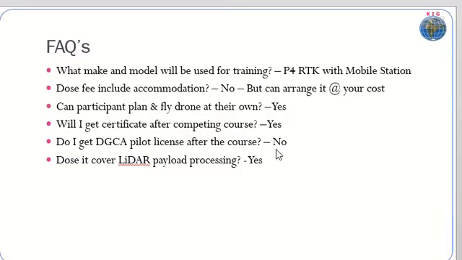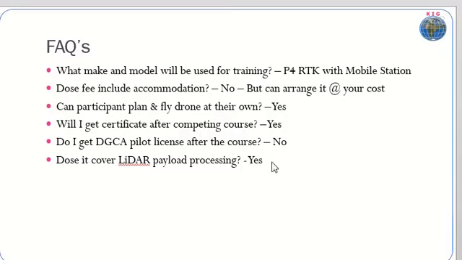Question: do I get a DGCA pilot license after the course? Answer: no, you have to apply separately for a DGCA license. That is just about the fundamentals of aerodynamics and air traffic control systems. It does not include the drone land survey training. Hence, even if you have a DGCA pilot license, this course will be beneficial to you. Many people with a DGCA pilot license did this course.